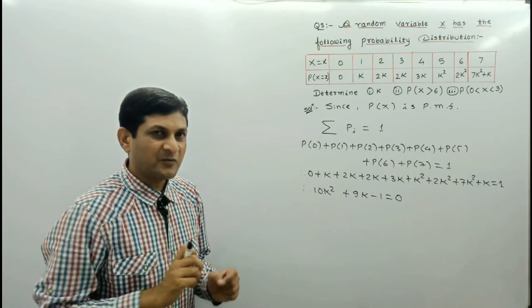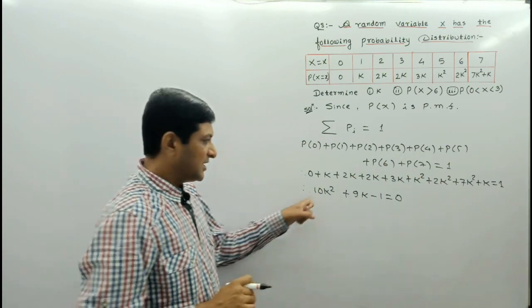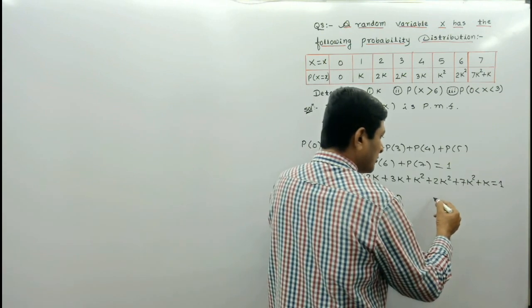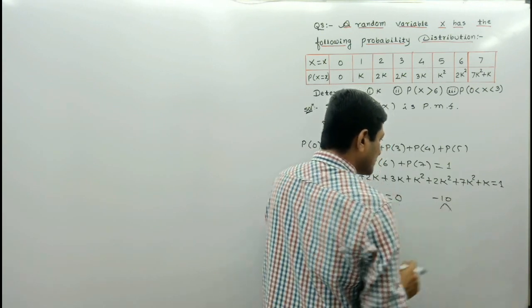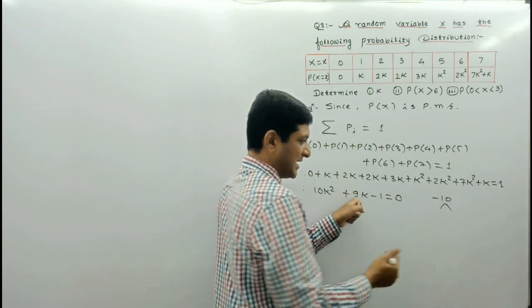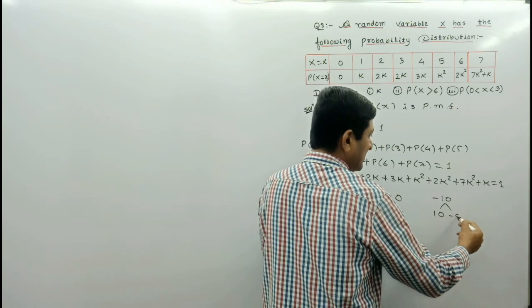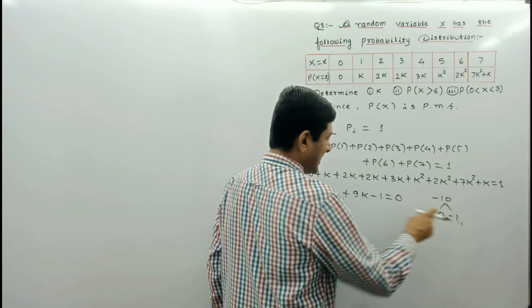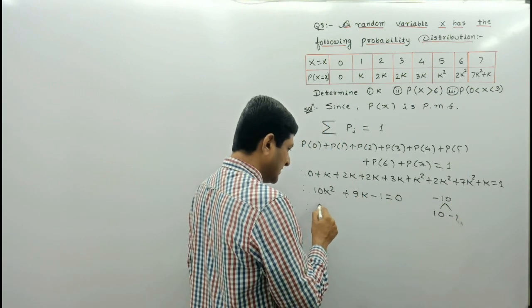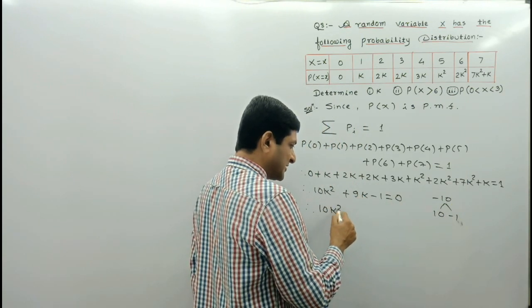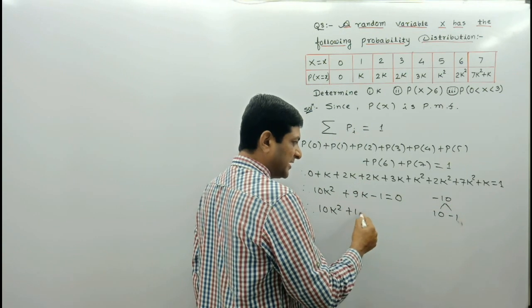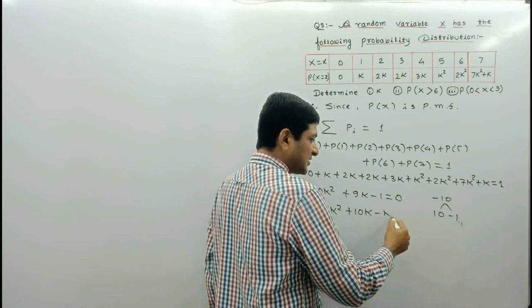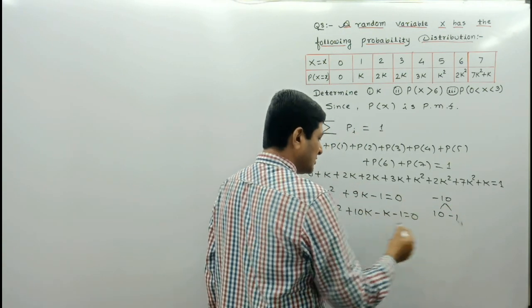Now here we have got one quadratic equation. So here 10 into minus 1 will be equal to minus 10. We have to find the factors of minus 10 such that the addition is 9. So their factors are 10 and minus 1. Their product is minus 10, and their addition is plus 9. So here 10k square, keep it as it is. This 9k can be split up as 10k minus k. Minus 1 is equal to 0, keep it as it is.